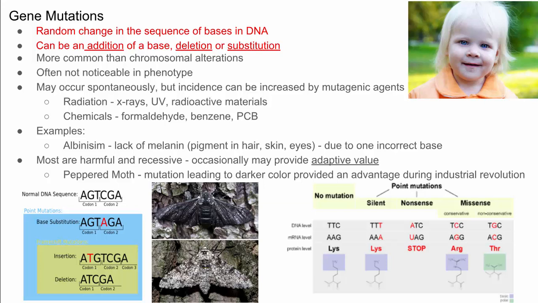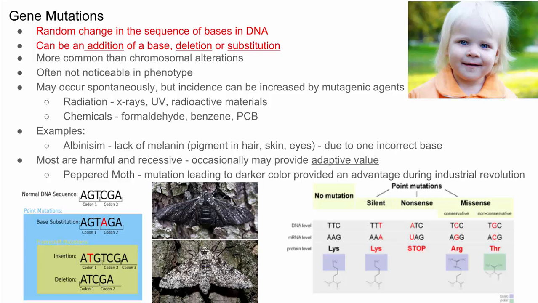And so, here we see a normal, let's say, DNA sequence. You have two codons, AGT and CGA. So sometimes, a substitution mutation just changes one of those letters. It changed, in this case, the C to an A. And that could change the amino acid that it's coding for and affect the protein. Or we have insertion, where a T got inserted in between the A and the G. Or deletion, where this C was deleted.